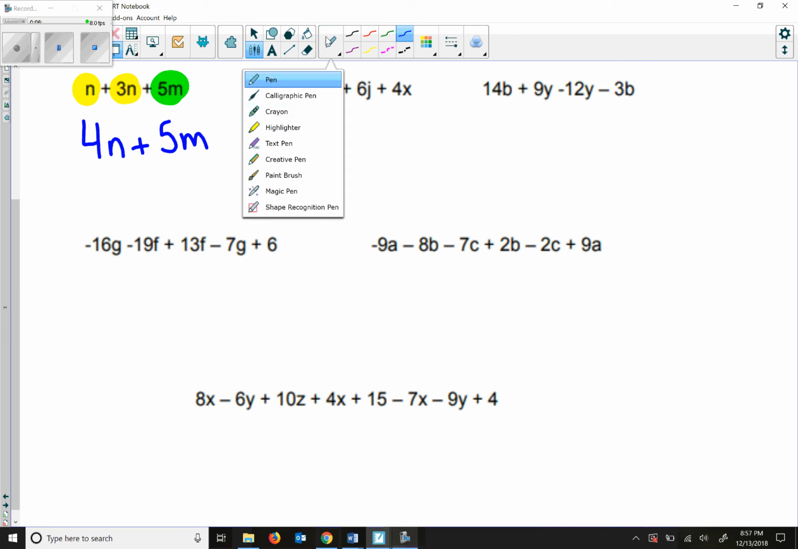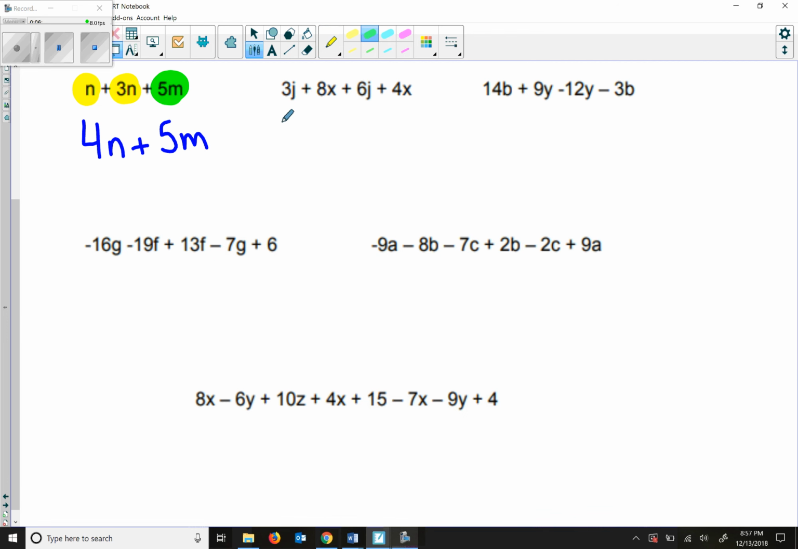If we take a look at this next problem, from here on out my main suggestion, you guys, is to grab a couple of different highlighters or use a different symbol to help you identify different variables. So if I take a couple of different colors here, I'm going to highlight all of the J's in blue and all of the X's in this green so that I can find them really quickly.